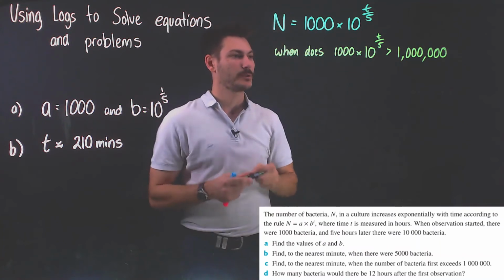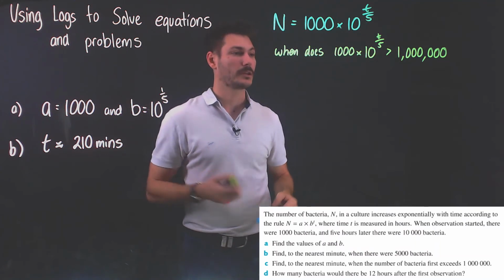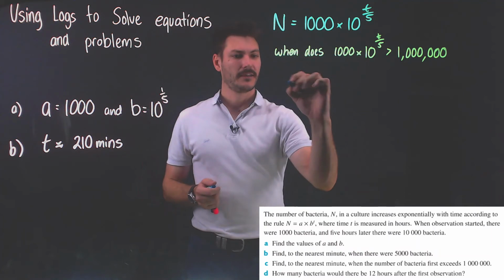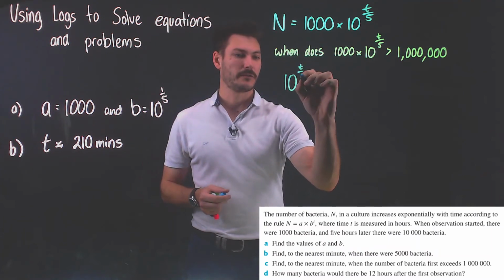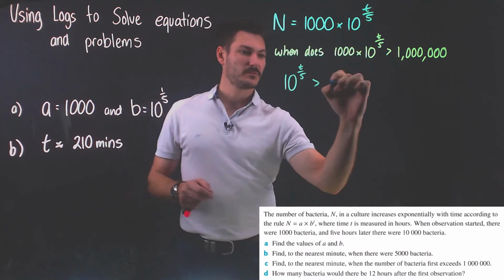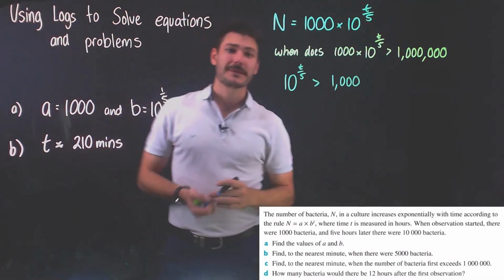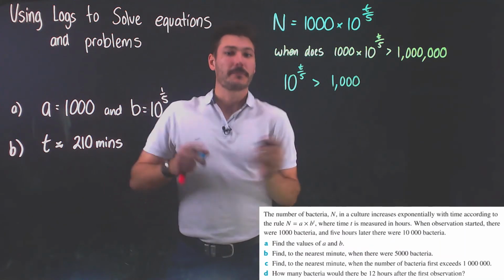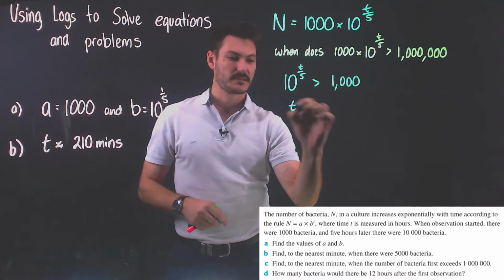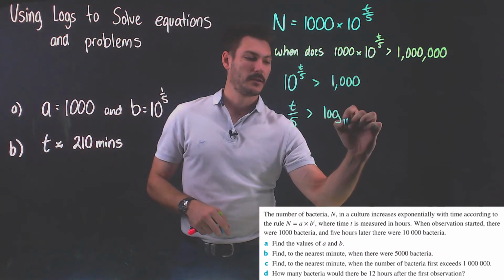We're going to put a t value in there, and at some point it's going to be greater than 1 million, and we're just going to solve this inequality here. So again, I'm going to start by dividing by 1,000 on both sides. I'm going to get 10 to the power of t on 5, just like before, must be greater than 1 million divided by 1,000, which is just 1,000. Again, I'm going to take log base 10 of both sides. This time I might be able to do this without a calculator. If I do log base 10 on this side, I'm just left with t on 5 again, and that has to be greater than log base 10 of 1,000.